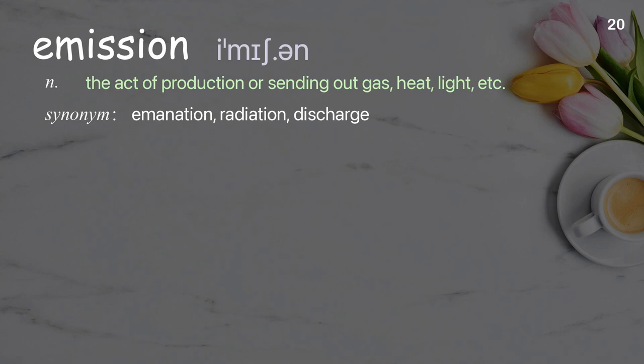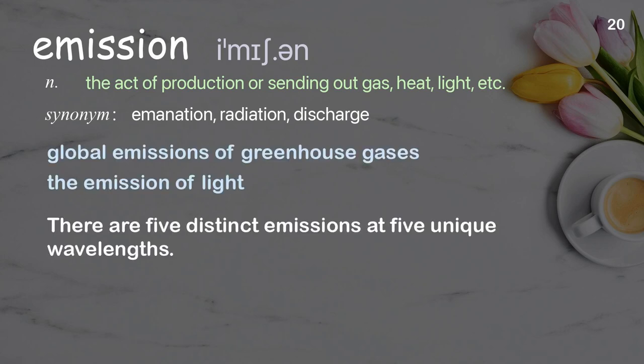Emission: the act of production or sending out gas, heat, light, etc. Examples: global emissions of greenhouse gases, the emission of light. There are 5 distinct emissions at 5 unique wavelengths.